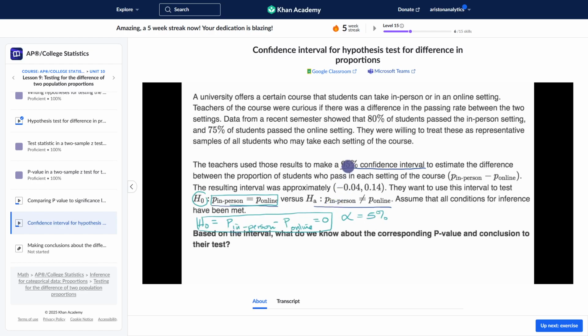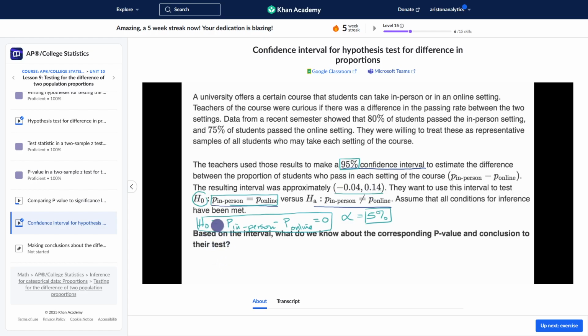But here we have something interesting. We have a confidence interval. And it turns out that if the sum of your confidence level and your significance level is equal to 100%, and you're doing a two-sided hypothesis test, so our alternative hypothesis isn't just that the in-person is greater than the online or that it's less than the online, it's that they are different. So we have a two-sided hypothesis test. In these situations, you can actually make some inferences about your p-value from your confidence interval.